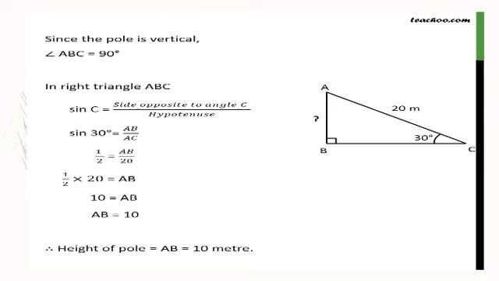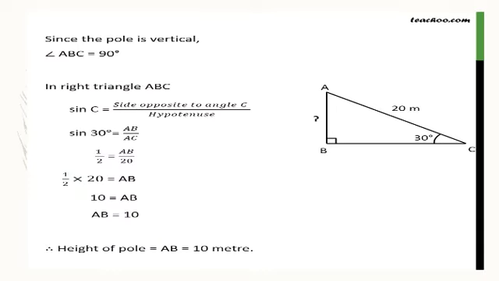So angle made by the ground with the rope is 30 degree. Therefore, sine 30 degree is equal to AB by AC. We don't know AB, we know AC, just substitute. So value of sine 30 is 1 by 2. 1 by 2 is equal to AB by AC, which is given as 20. If you take cross multiplication, 1 by 2 into 20 is equal to AB. 10 is equal to AB. AB is 10 meters. The height of the pole is 10 meter.